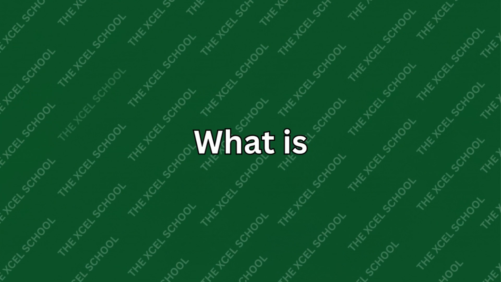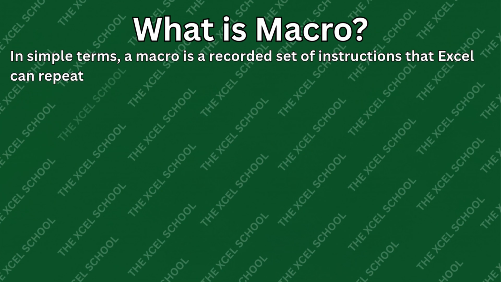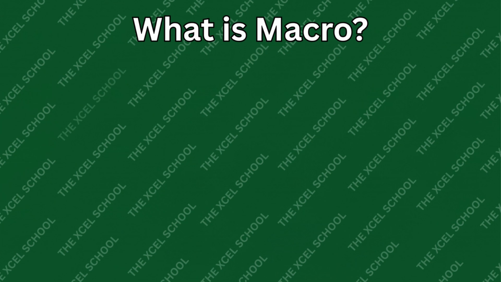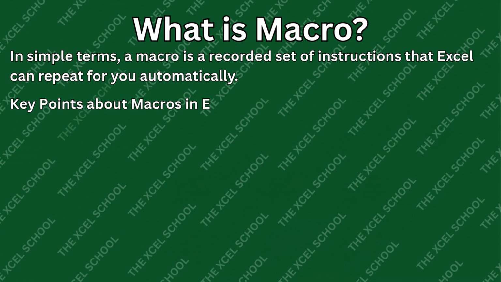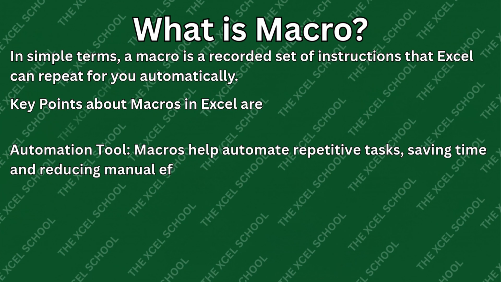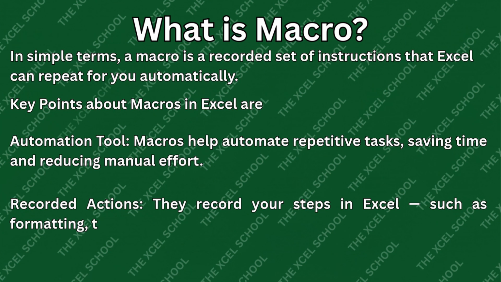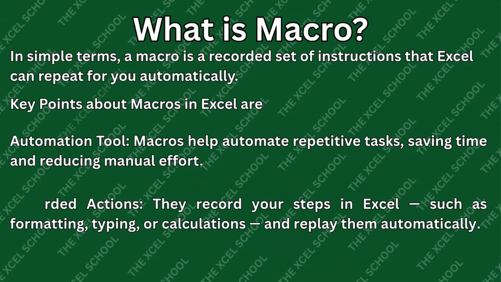Let's first understand what a macro actually is. In simple terms, a macro is a recorded set of instructions that Excel can repeat for you automatically. Key points about macros in Excel are: Automation tool. Macros help automate repetitive tasks, saving time and reducing manual effort. Recorded actions. They record your steps in Excel, such as formatting, typing, or calculations, and replay them automatically.